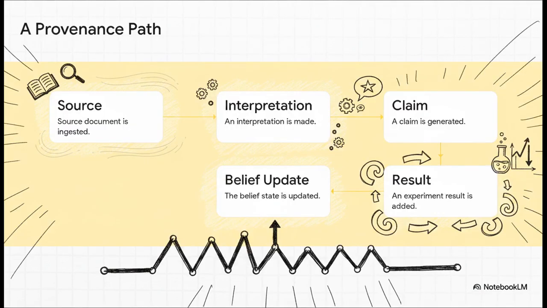This gets us to a really powerful idea called path thinking. With a graph, you can literally trace the entire history of an idea. It might start with a source document, which leads to someone's interpretation, which generates a new claim. Then an experiment comes along and updates our belief about that claim. This whole chain, this path, is something the database sees as a single thing you can ask questions about.